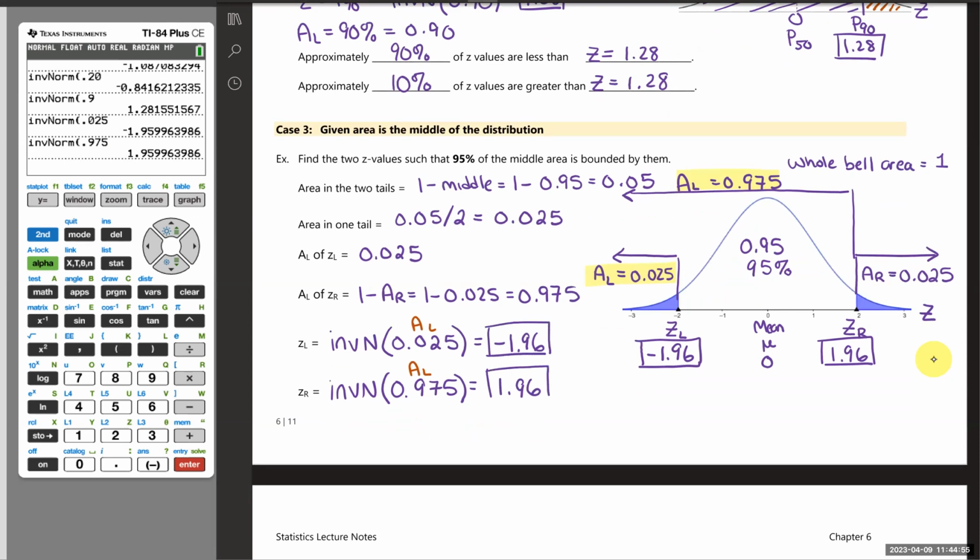We're going to be dealing with that picture quite a bit later in the next chapter. But that's a good summary of remembering that if you want to find a z-score, you inverse norm the area left of the z-score.